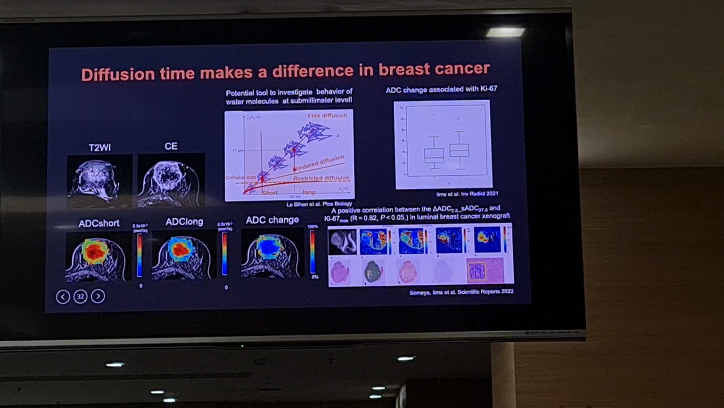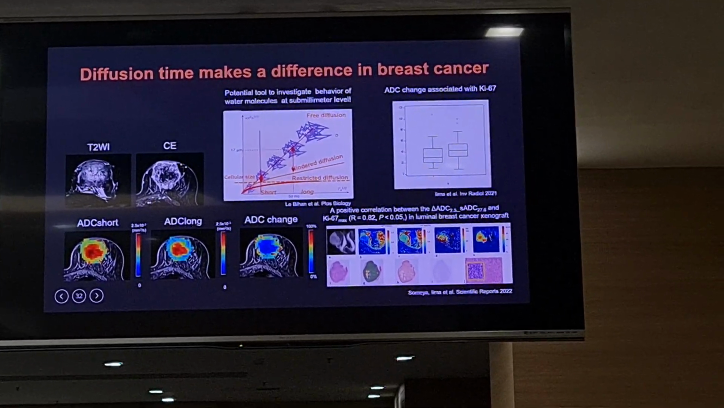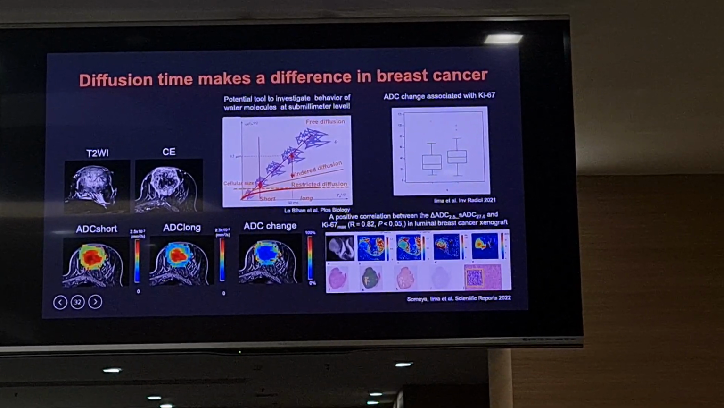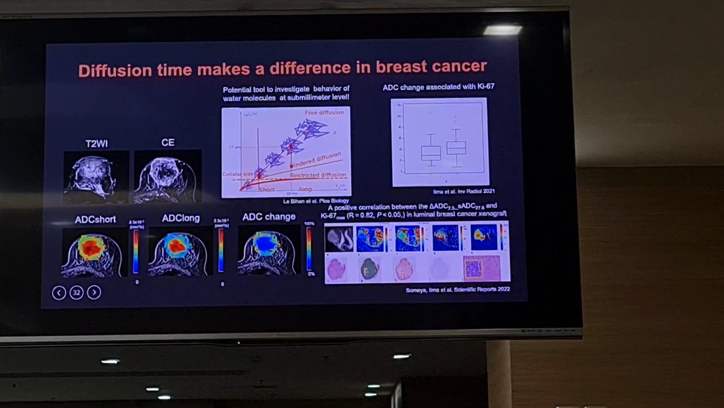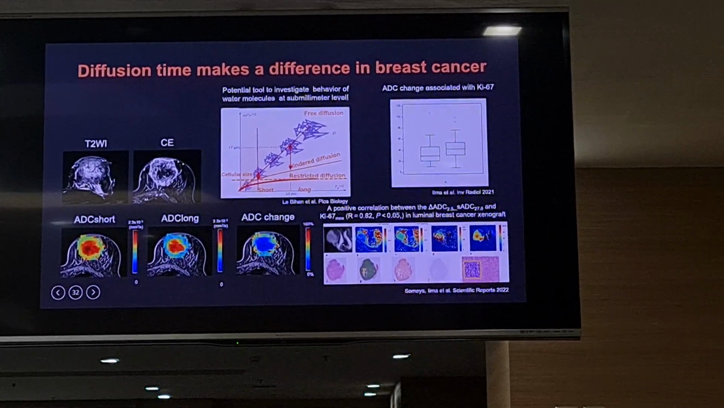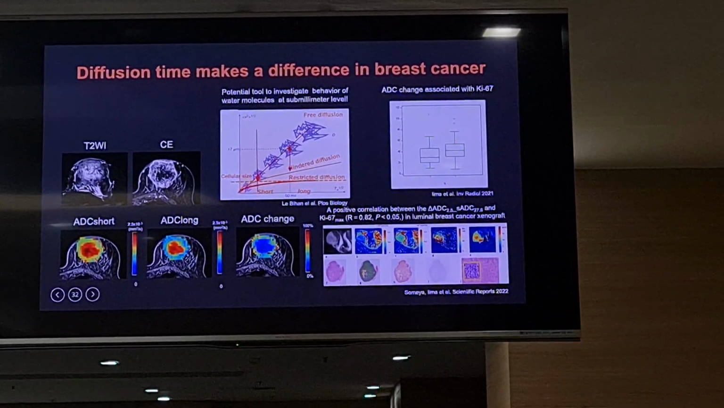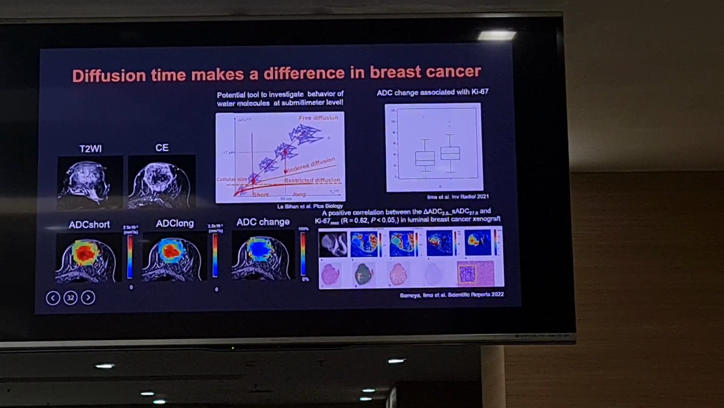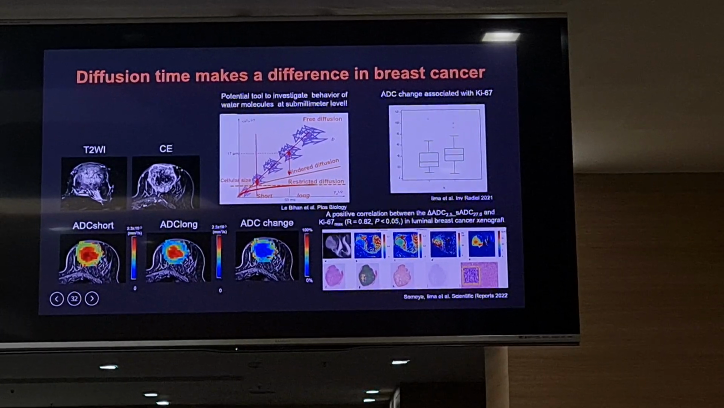We can appreciate the central necrosis here, which is not contrast enhanced on the Gd. On the other hand, the ADC change map shows no ADC difference between the diffusion times. On the other hand, peripheral lesions have remarkable ADC change with diffusion times, which could add more information on the ADC maps.